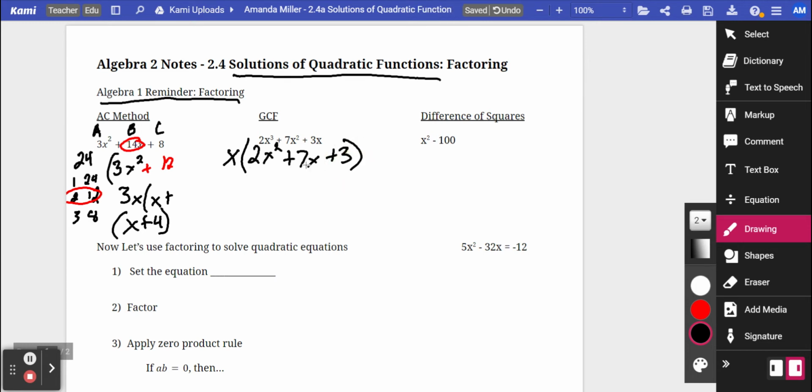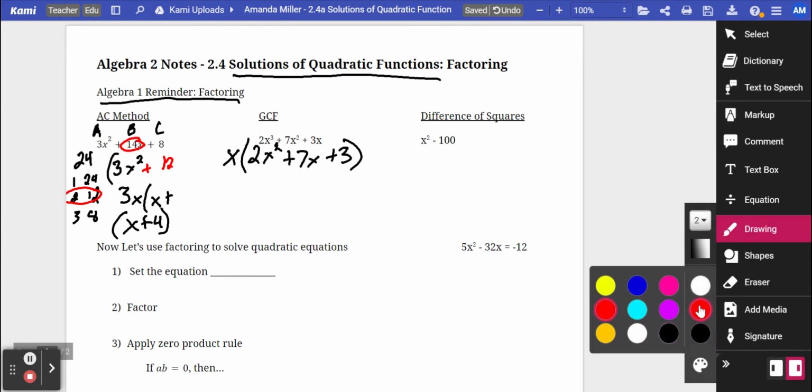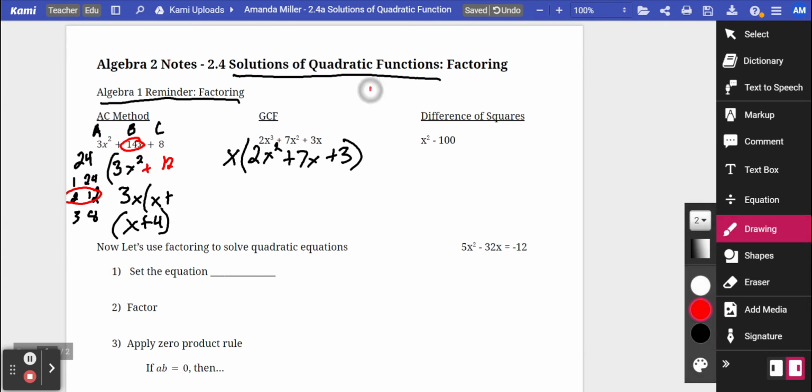Now that I've factored out that x, I have a regular quadratic equation that I can use the AC method for. So in this case, AC would be 2 times 3, or 6. And I'm going to list numbers that multiply to get me 6: 1 and 6, 2 and 3. Which set adds to get me 7? 1 and 6 does. So I'm going to break 7x up into 1x plus 6x.